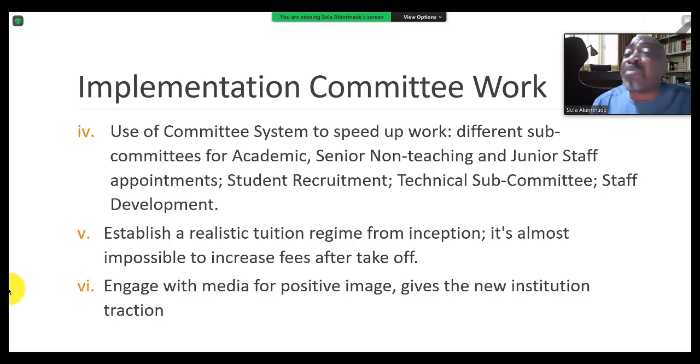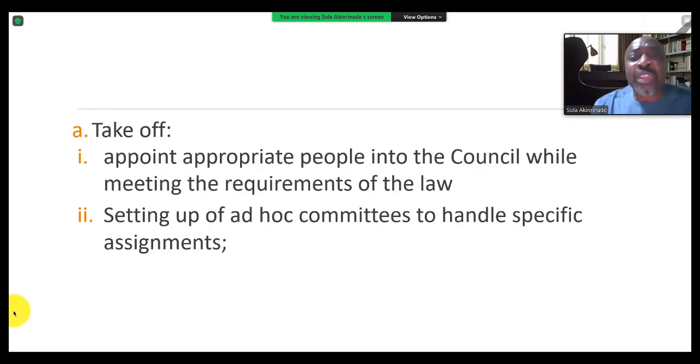Then engage with the media for a positive image. It gives the institution traction. Oh, we enjoyed a lot of that under my chairman. He was able to engage with the media. And long before the university came up, we had over 100,000 applicants for 500 spaces for the first year. It's because we had a good positive image. So engage with the media to give you the kind of traction you need. And then take off.